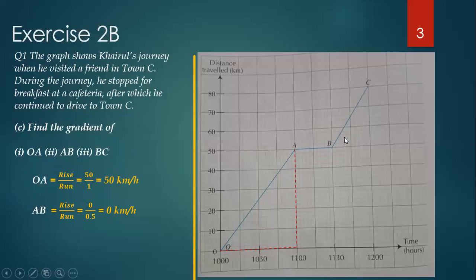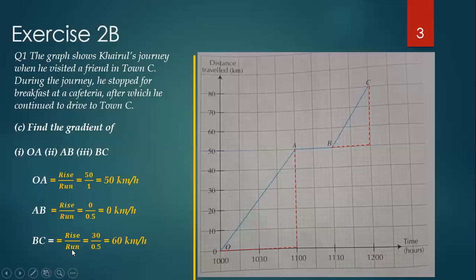Okay, now let's go to this. What is the slope of this BC line? So again, we need to make a right angle triangle. Let's make it. And now we have to calculate what is the rise. 10, 20, 30. So rise is 30. And run is from 1130 to 1200. So the difference is half hour, which is 0.5.